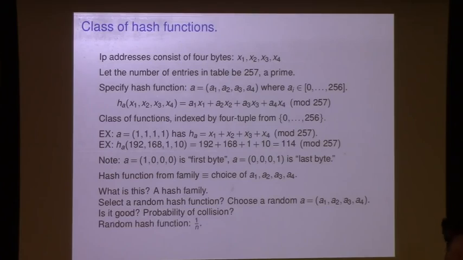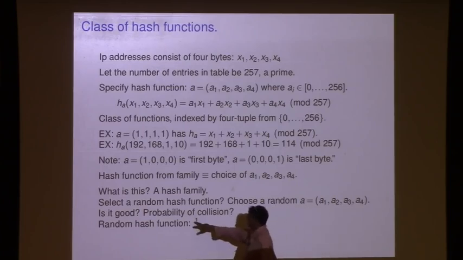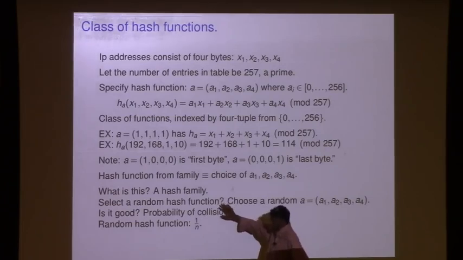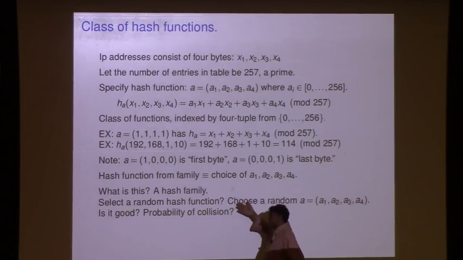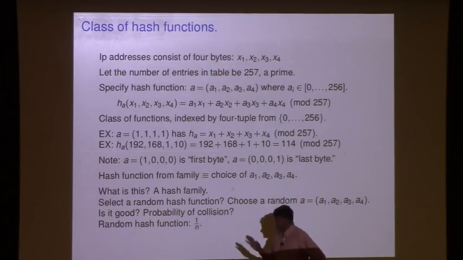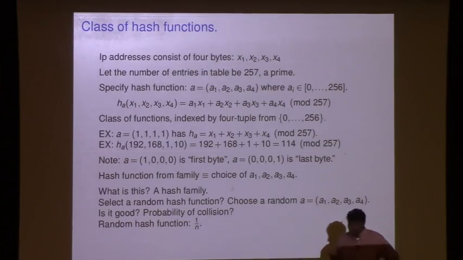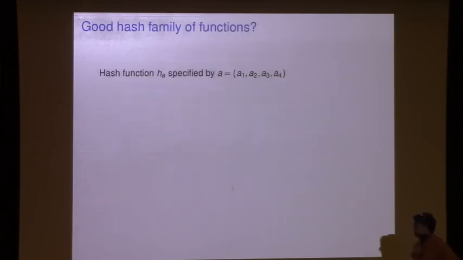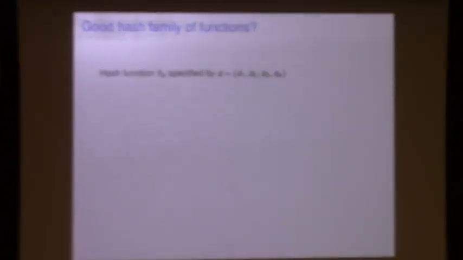First, we should say what is good. For random hash functions, we want to evaluate the probability of collision. That's how we decide what's good: if the probability of collision is low, that's good. So what is a random hash function? It's 1 over n. We don't want collisions, and a random hash function seems to be as good as we can do.